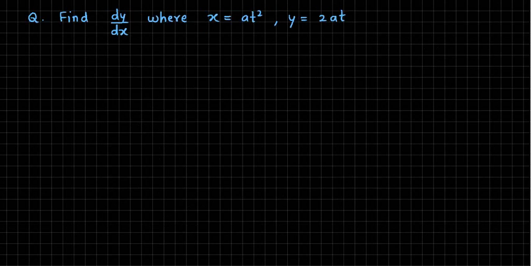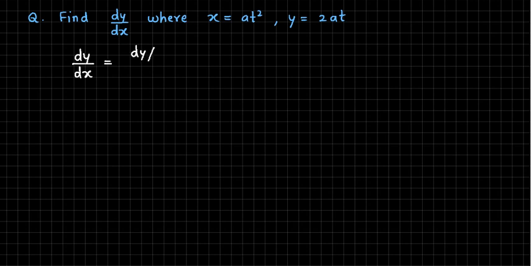Alright, here is the first question, that is find dy by dx where x is given by a t square and y is given as 2at. Now here as per the convention we have to consider t as the parameter, and a is to be treated as a real constant, right? So therefore let us first write the formula as we know, that is dy by dx is given by dy by dt whole divided by dx by dt.